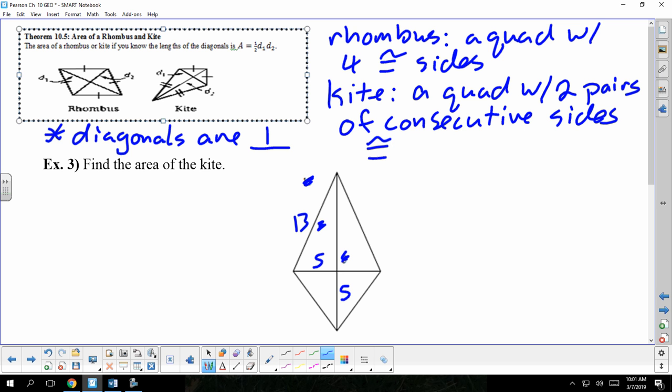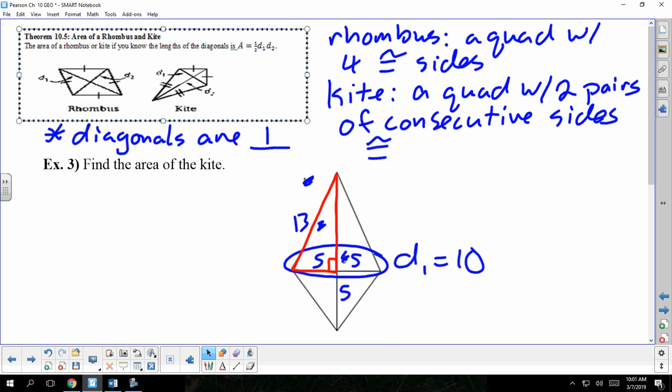So that being said, I can easily find the area of this kite. I know if that's 5, this is 5. So diagonal 1 is going to equal 10. And then since diagonals are perpendicular, and this is a right angle, I can pop one of these out and solve for a missing side.